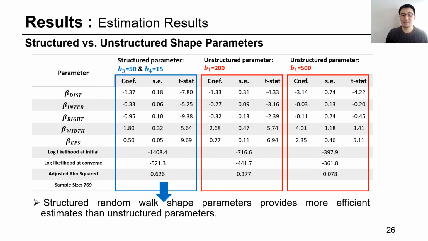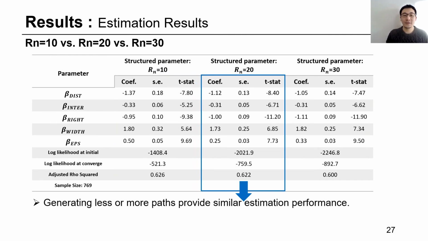and model estimation results than the unstructured parameters. The second comparison was due to my assumption that generating different numbers of alternative routes would have impact on model estimation results. But as shown in the picture, generating 10, 20, or 30 routes, they have very similar estimation performance.